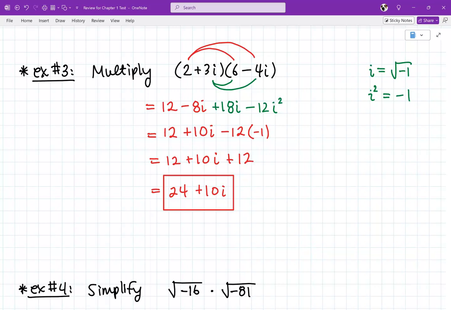So there you go. There's a problem like that. This is not a hard problem. The only thing that's kind of tricky is the i squared, right? Don't forget about the i squared. You should be able to rewrite it as a negative 1.